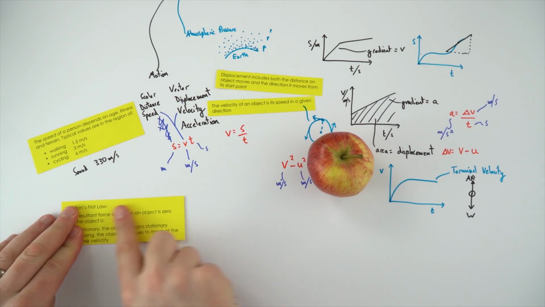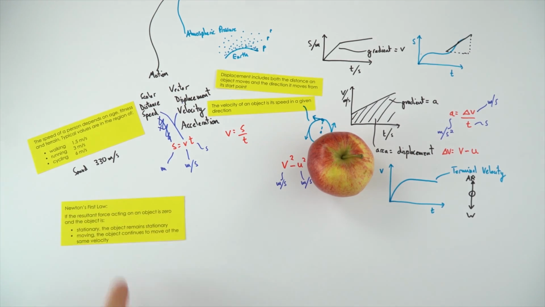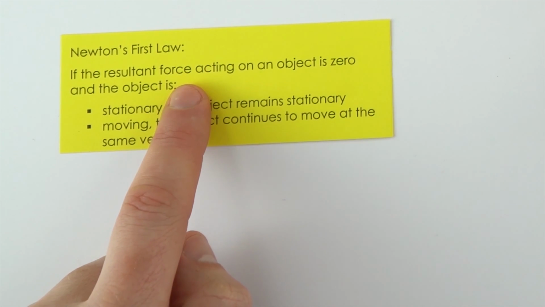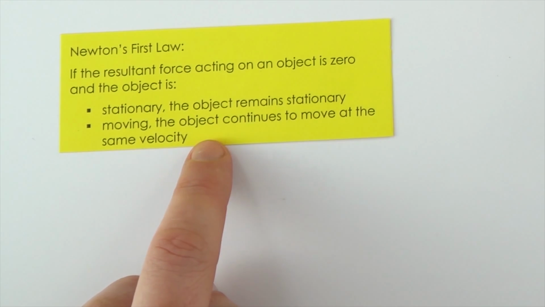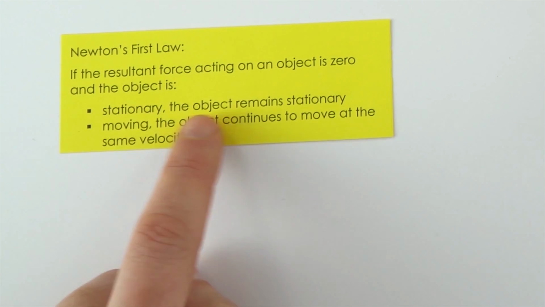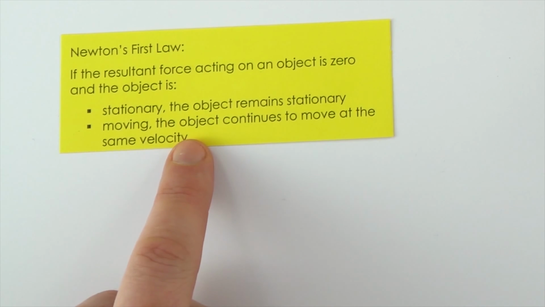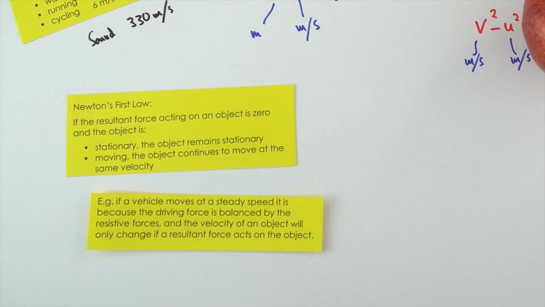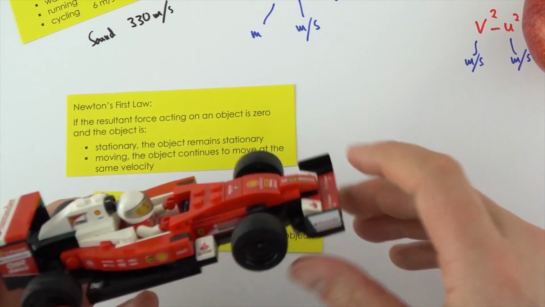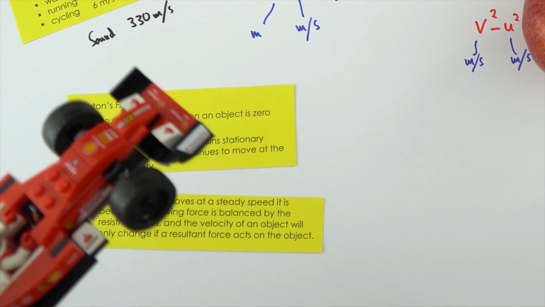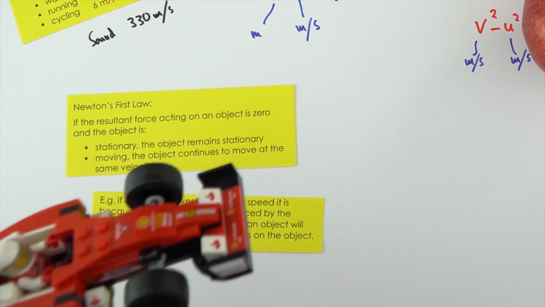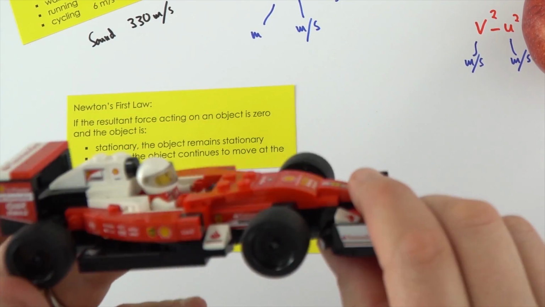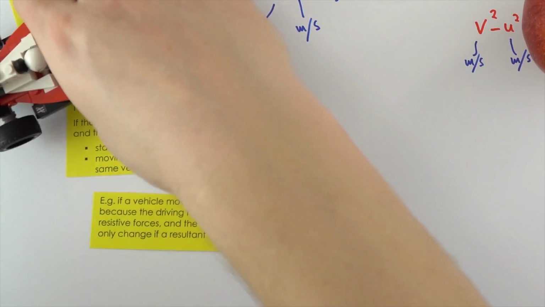Now, there are 3 Newton's laws that you need to remember. Newton's first law basically says that if the resultant force acting on an object is 0, so there's no resultant force on it, then stationary objects remain stationary, but things which are moving continue to move at the same velocity. So for example, if you've got a racing car travelling as fast as it possibly can down a nice straight road, there's going to be a point where the air resistance is equal to the thrust of the engine and it doesn't get any faster.